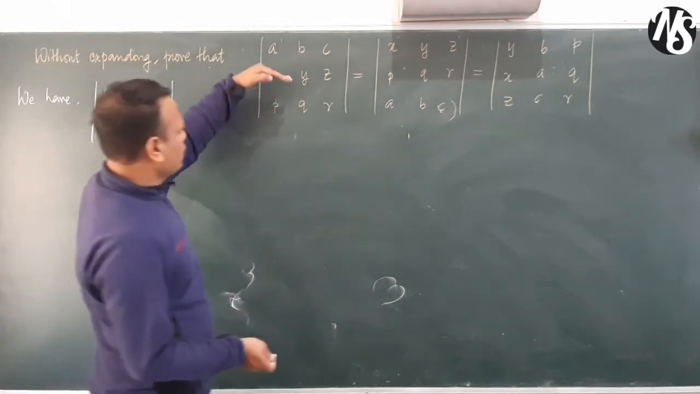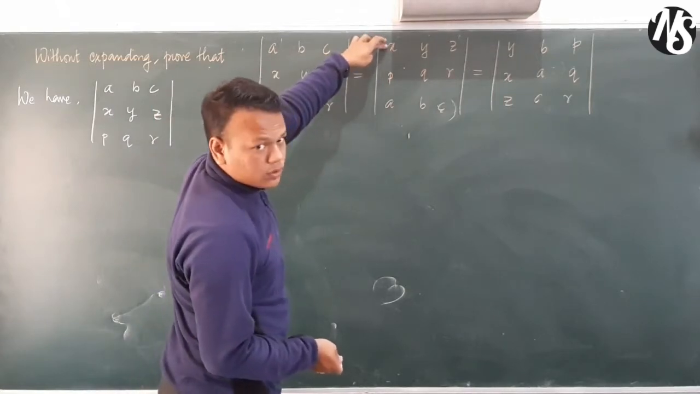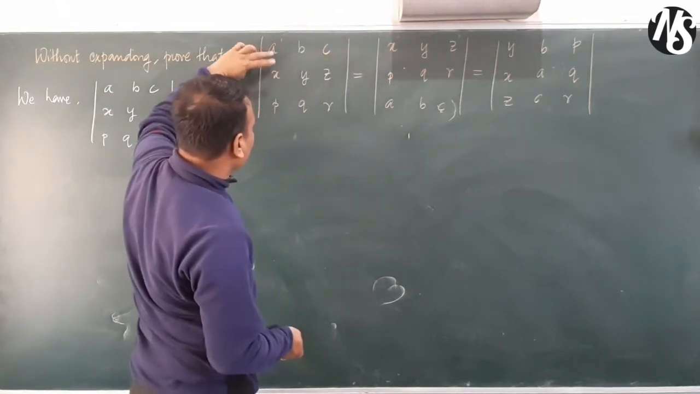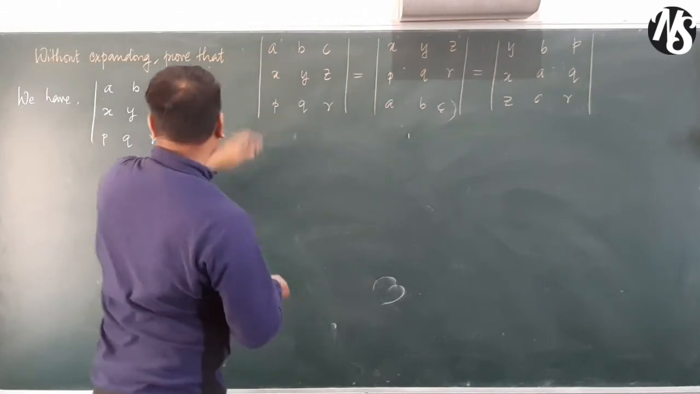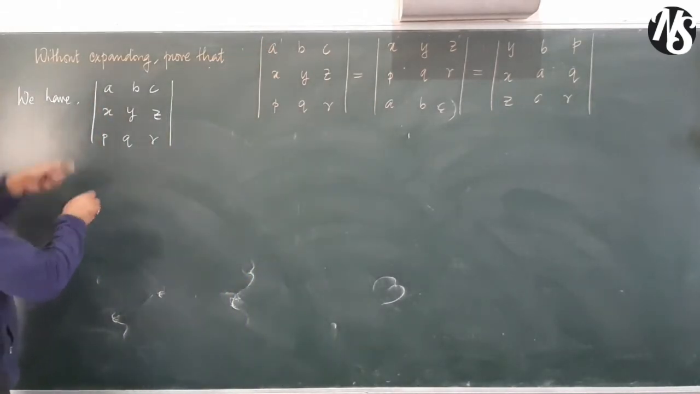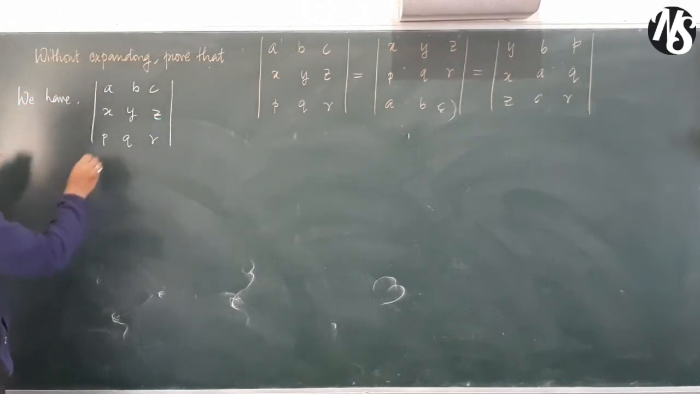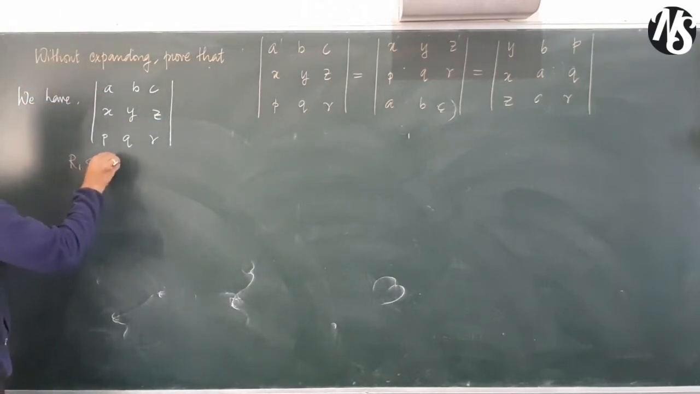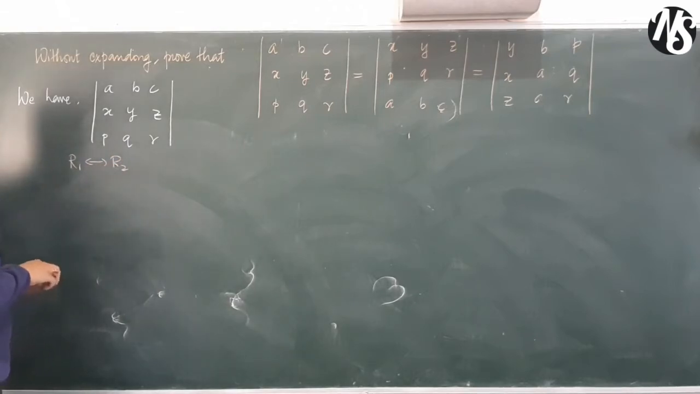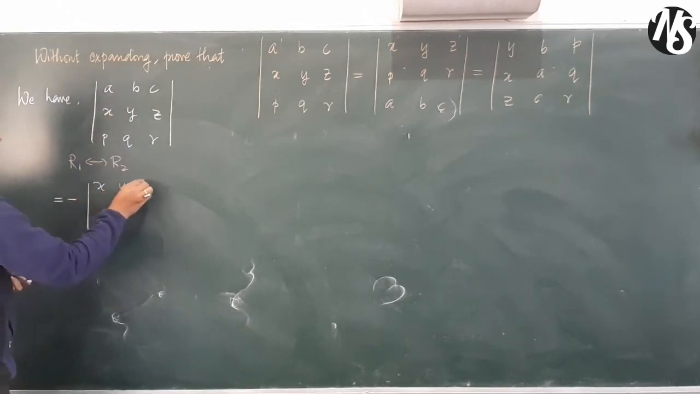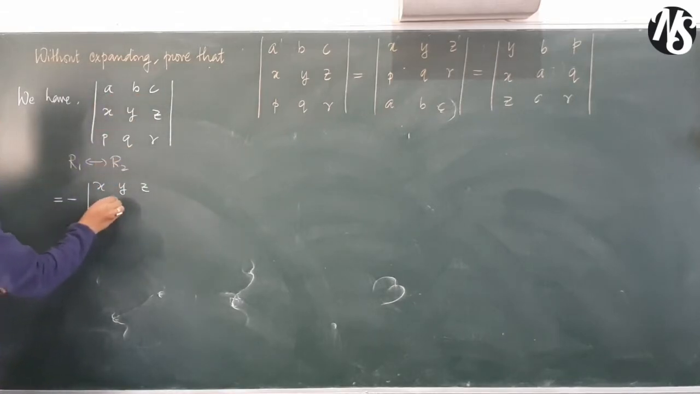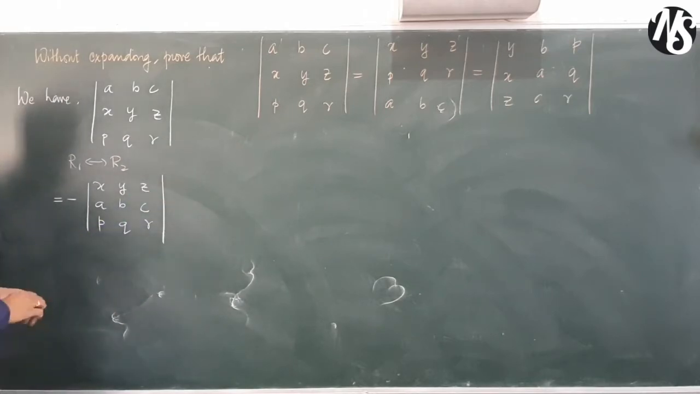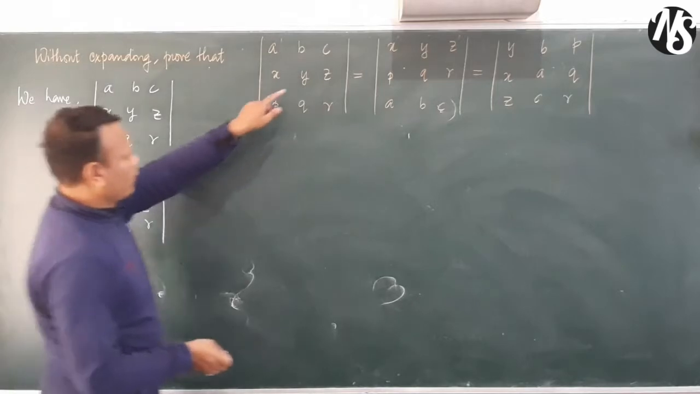In this case, you see this x y z got shifted to this one. So let's interchange these two, that is row 1 and row 2. Let's see what we get. In that case this becomes equal to a negative sign, you know that, right? So x y z, then ABC comes in the second row, and we have P Q R. So XYZ went up.